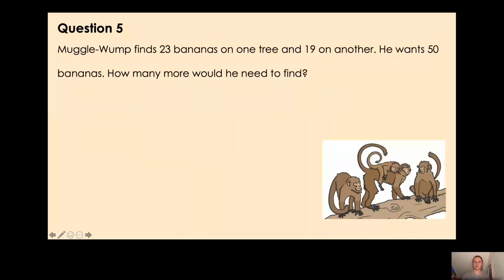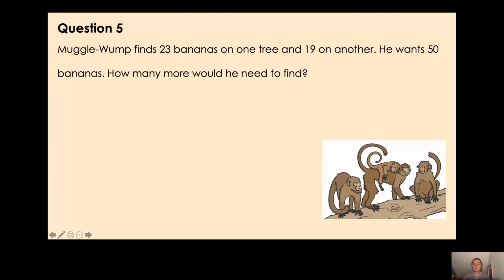Okay, the next question. Mugglewump finds 23 bananas on one tree and 19 on another. Mugglewump is in both The Enormous Crocodile, if you've ever read that, and in The Twits. So Mugglewump finds 23 bananas on one tree and 19 on another. He wants 50 bananas. How many more would he need to find?